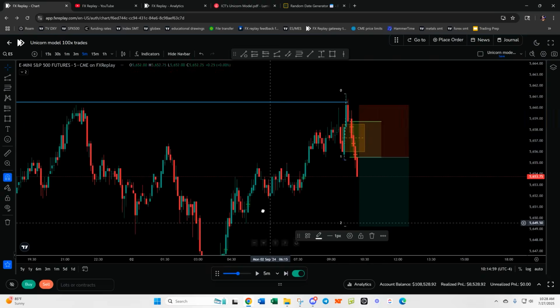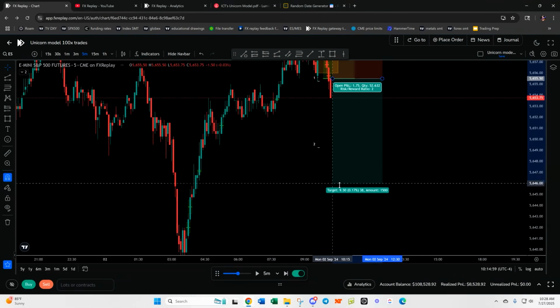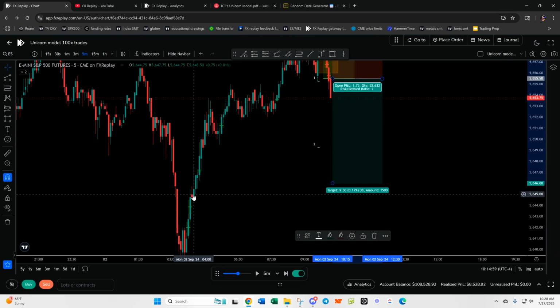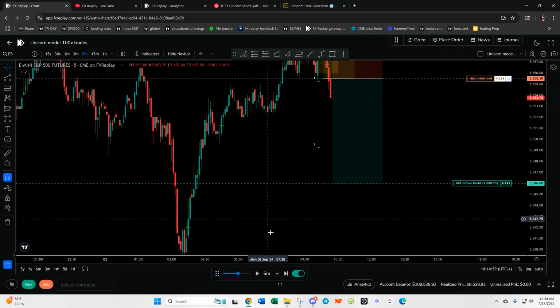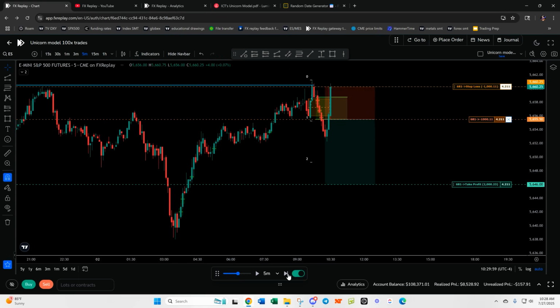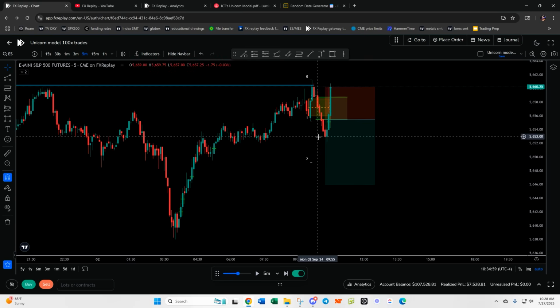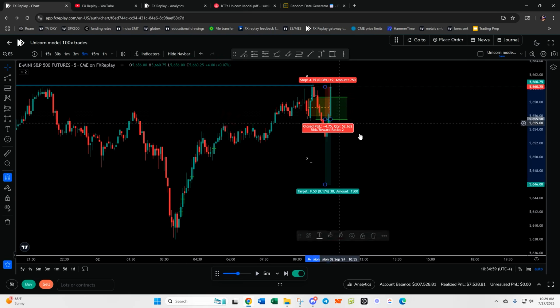It's not quite 2R, so maybe we'll just go a little bit further to try and get 2R. 2R is right about here, a little before this demand zone right here. Let's see if we can catch this. Okay, unfortunately, it's a very quick loss. It's all good. So 1 loss.